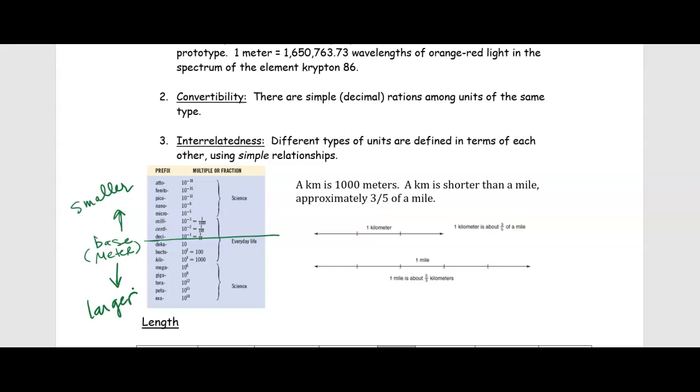So, for example, if we put the word deci in front of meter, decimeter, it is 1/10 of a meter. Or if we put centi, centimeter, it's 1/100th of a meter. Or millimeter is 1/1000th. If you go bigger, like decameter, you'll see there's a 10 here. That means a decameter is 10 times bigger than a meter. Or a hectometer is 100 times bigger than a meter. So they're all related to each other.